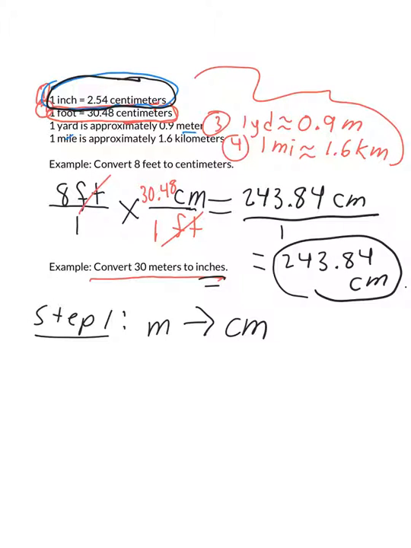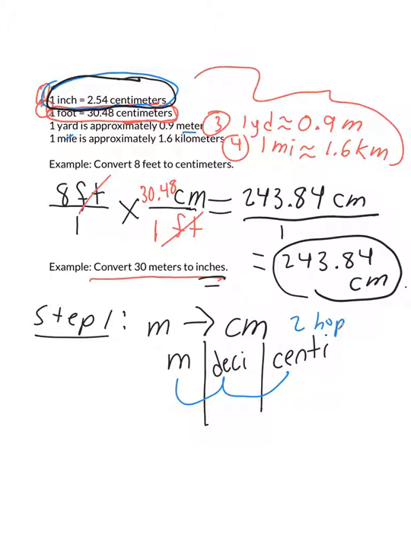Meters and centimeters in step 1 are both metric system units. So when it's metric system to metric system, just think of the table on the previous slide. We had that meters was in the middle, and we had deci was 1 hop to the right, and then centi, the prefix, was another hop after that. So if I'm going from meters to centimeters, that means I have to move my decimal point 2 hops to the right. Well, that's easy enough.